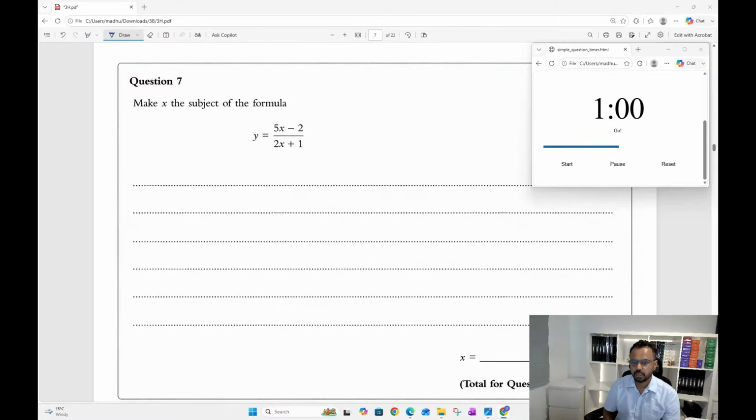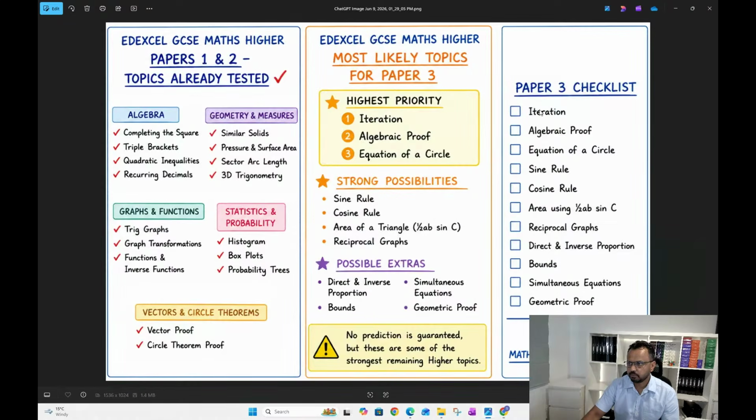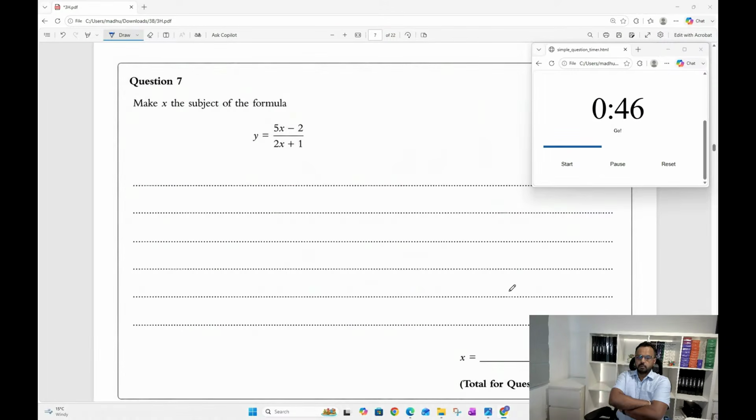Yes, Zainab, iteration is there. If you remember, one of the topics that I'm expecting tomorrow is iteration, as you can see here. So yes, we are going to do iteration, guys. Hold on, let's do this question first, guys. 30 seconds more. Good, good. Thank you. Nearly there.